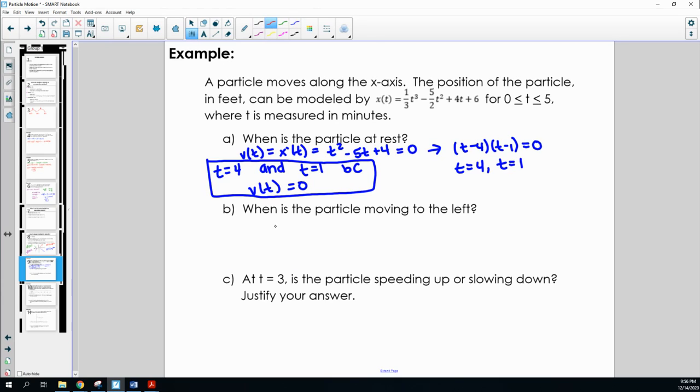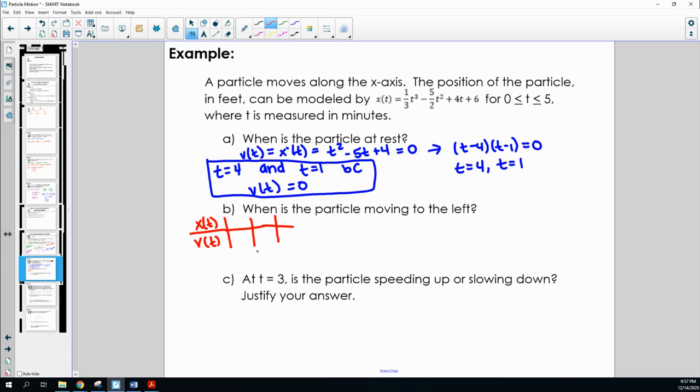So let's look at the next part. When is the particle moving to the left? If it's moving to the left, that means that the velocity needs to be negative. Now notice that we got 4 and 1, and that's where the velocity is equal to 0. So those are our critical points. If we think about this as a normal first derivative, we have x of t and v of t. I'm going to make a sign chart. It's the same type of sign chart I would make with f and f prime, but I'm just using x and v. So this is really not straight, but that's okay.